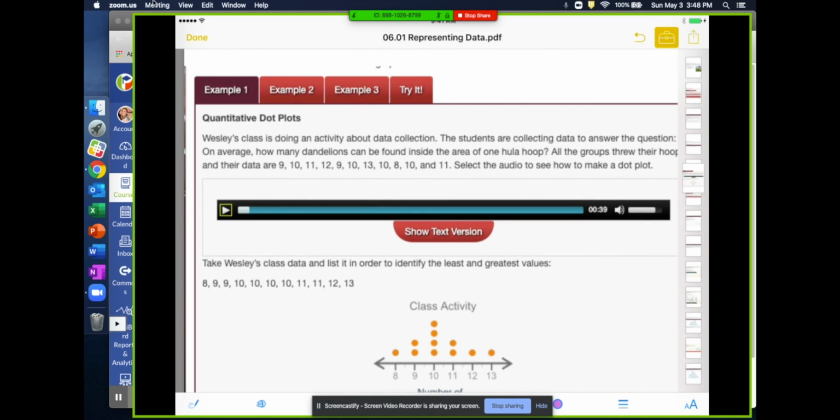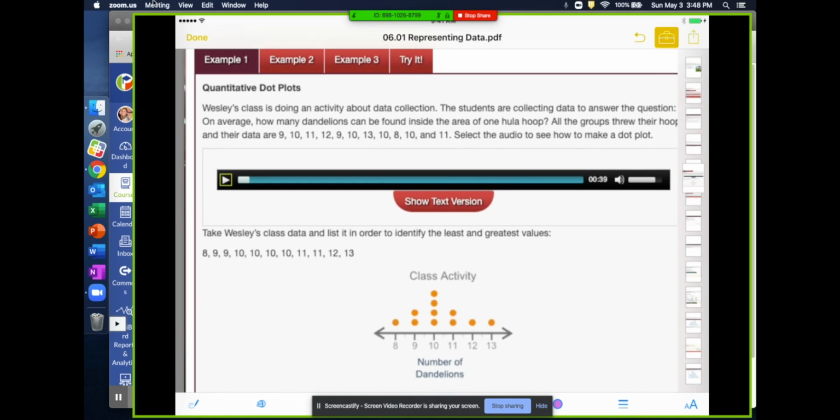All right, so example number 1. Wesley's class is doing an activity about data collection. The students are collecting data to answer the question, on average, how many dandelions can be found inside the area of one hula hoop? All the groups threw their hula hoops, and the data sets are as shown there in the list. And I can't select the audio because I'm talking over it, but here's the example.